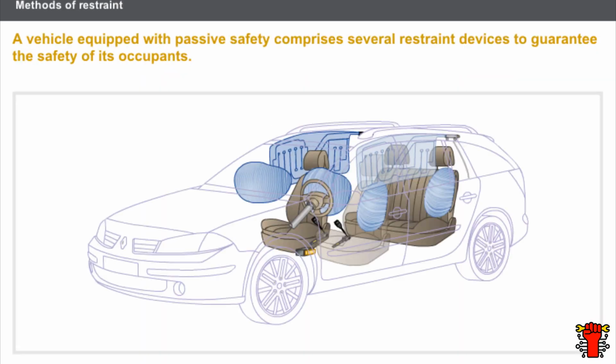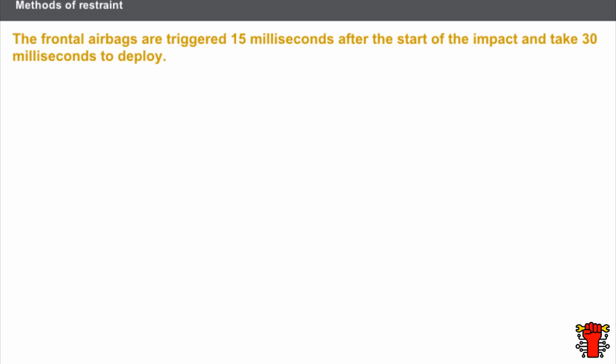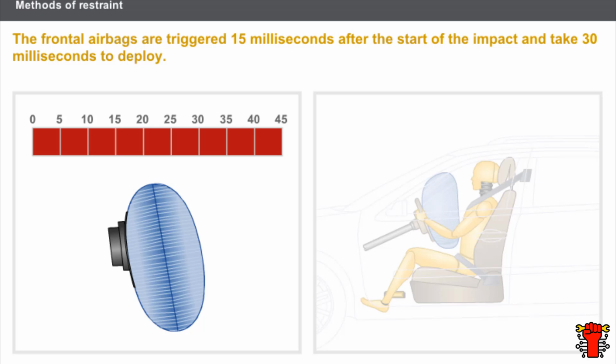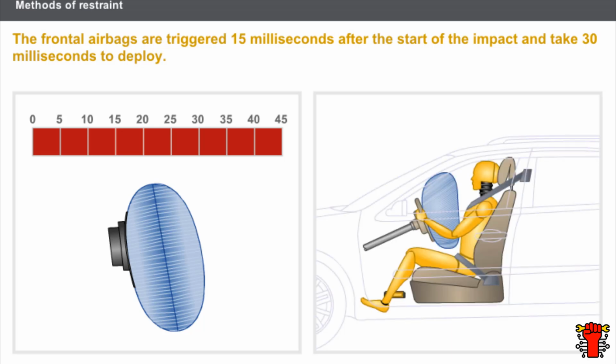A vehicle equipped with passive safety comprises several restraint devices to guarantee the safety of its occupants. These are the airbags and the seatbelt pretensioners. The frontal airbags are triggered 15 milliseconds after the start of the impact and take 30 milliseconds to deploy. These frontal airbags protect the head and thorax of the front seat occupants.